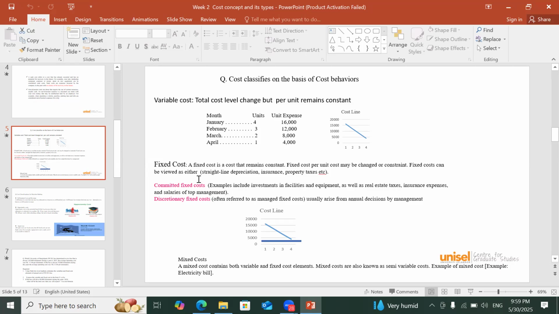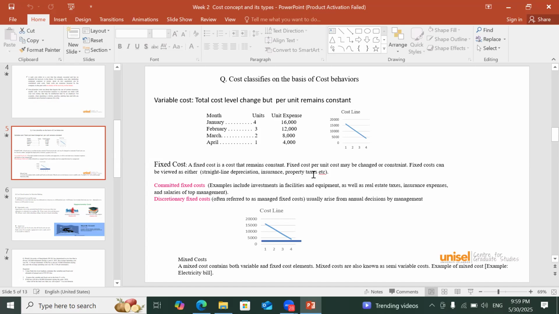But if you calculate per head, then it is 10,000 and 10,000. Again, you hire another 2 persons. Then if you calculate, the per head cost decreases, but the total cost is constant. This concept is called fixed cost.